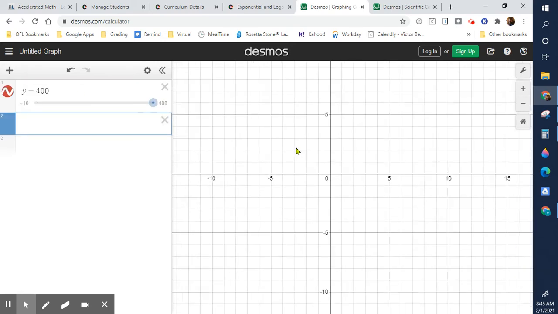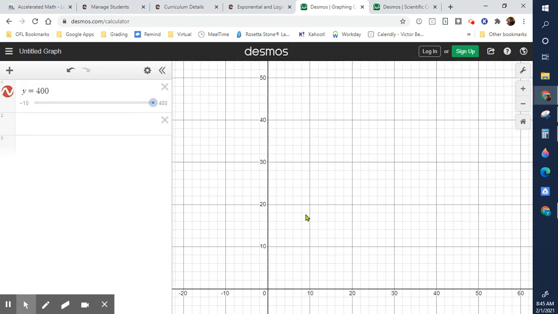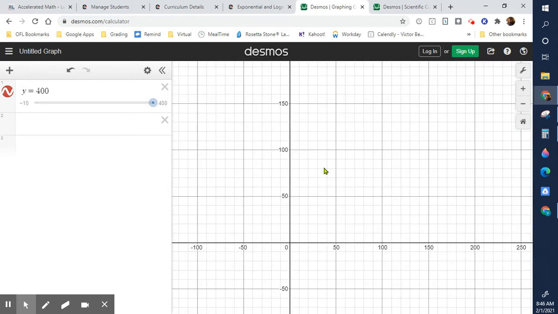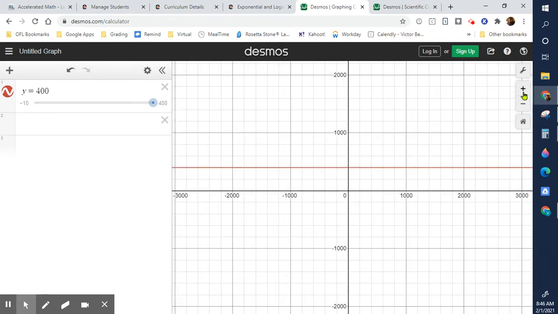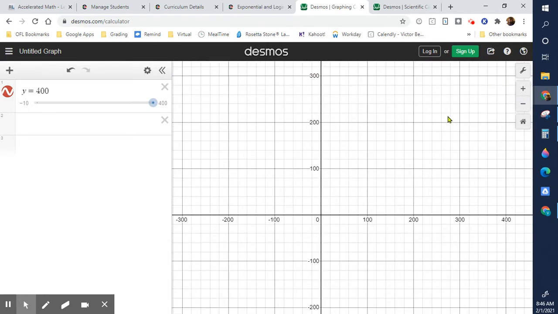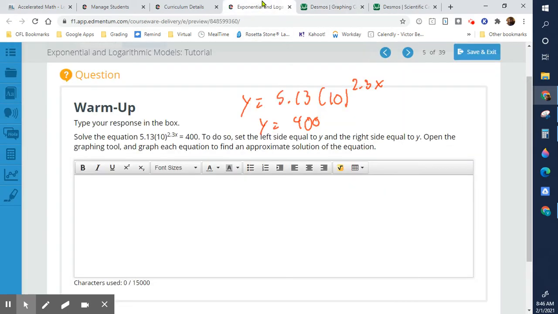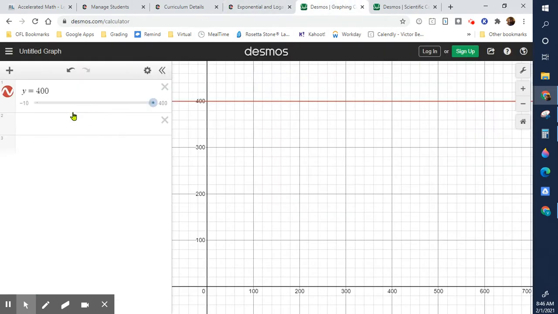And then I'm going to zoom out here so I can see where y equals 400. So I have to zoom out a lot. I'm using the wheel on my mouse. You guys can use this little minus. Ooh, actually, that would have been a lot better because it did it a lot faster. And the next thing we have to do is do the other equation, which is a lot harder to type in.